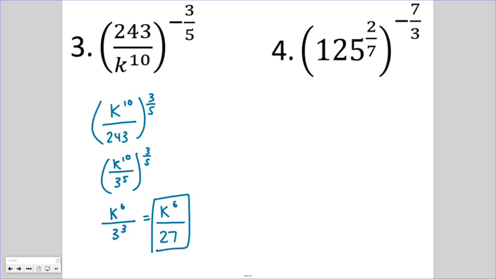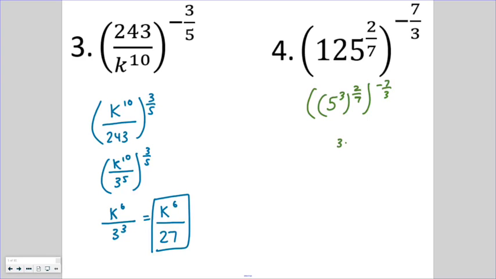Number 4, we have 125 to the 2/7 to the negative 7/3. So I'm going to work my way inside out. The first thing I'm going to do is change 125 into its smallest base. This is 5 cubed, and then that is to the power of 2/7, and then this is all to the power of negative 7/3.